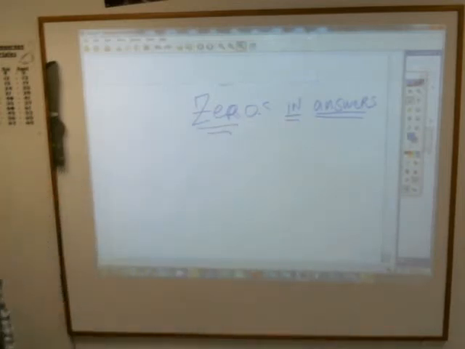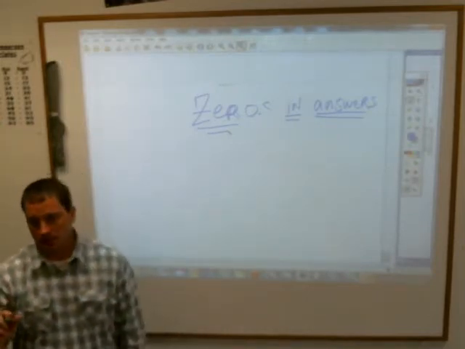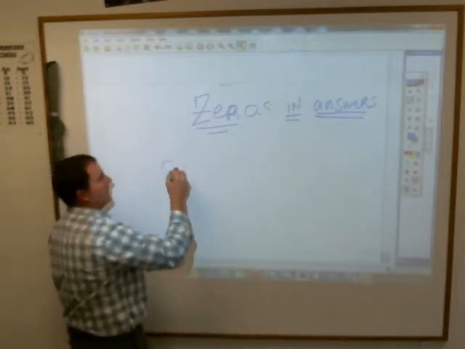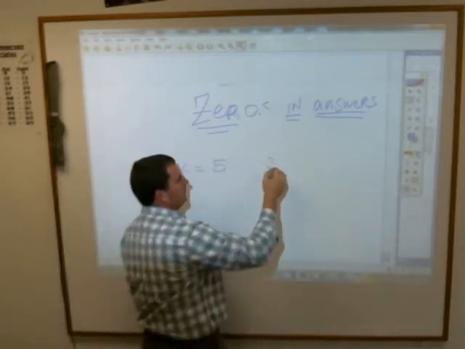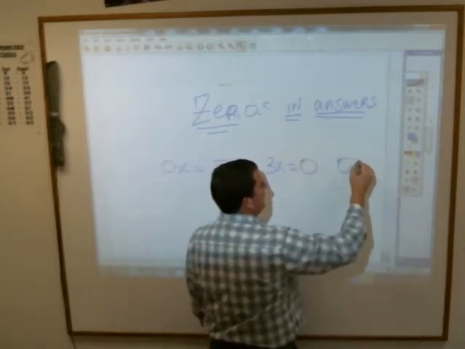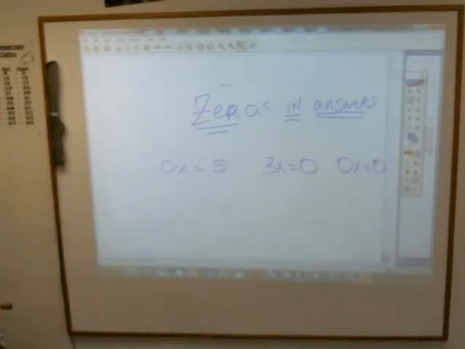I would suggest you refer back to this often because this is huge in upper level mathematics. Here are the three different cases that you can find that deal with zeros. Either you're going to have something that looks like this, 0x equals 5, or you're going to have some number, 3x equals 0, or you're going to have 0x equals 0. What does it mean when zeros fall in those different places there?